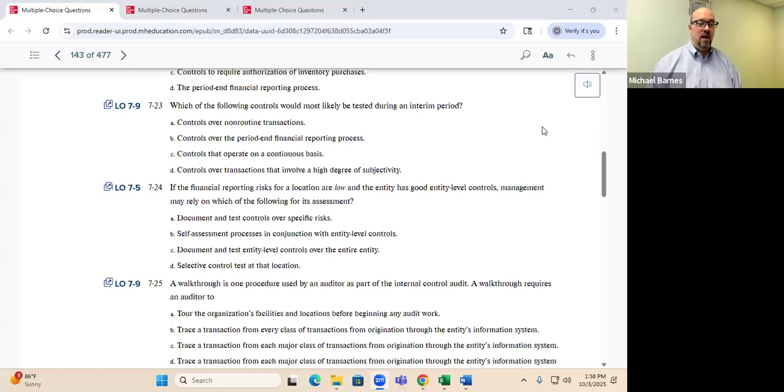Controls are going to be very specific in how we approach them. So we probably want to wait until the period end to look at those. So C is most likely our answer. I think it's the clearest answer there. All right, question 728.